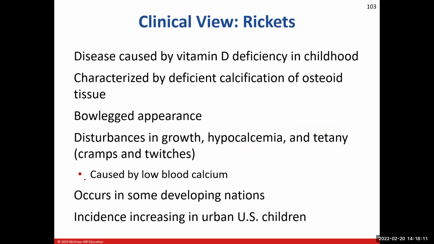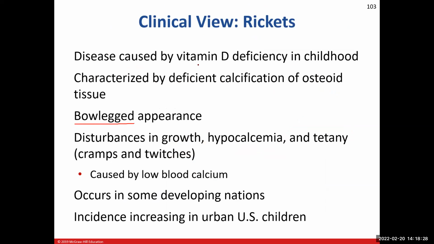All right, our third clinical view. Funny that about rickets, because we had a guy in college who was very bow-legged, and his nickname was Rickets, okay?